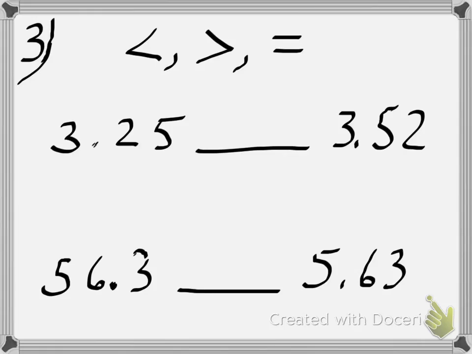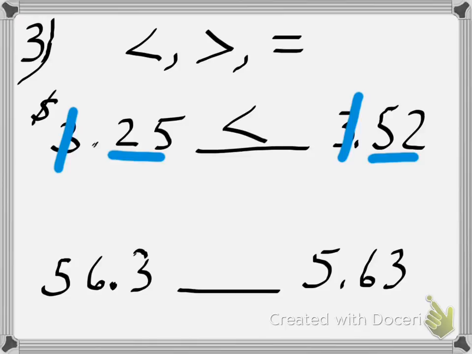For number 3, we're going to put if it's less than, greater than, or equals. Our first one, we have 3 and 25 hundredths compared to 3 and 52 hundredths. So we compare like terms, so we can see the 3's are the same, so we can ignore them. And we're left with 25 and 52, and we know that 25 is going to be less than 52. Now we can also think of this as money. $3.25 is less than $3.52. So our first one is going to be less than.